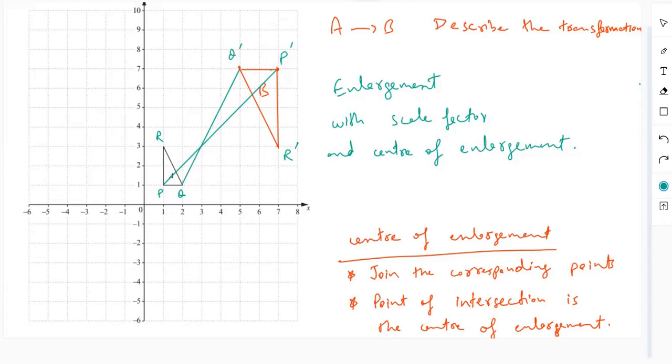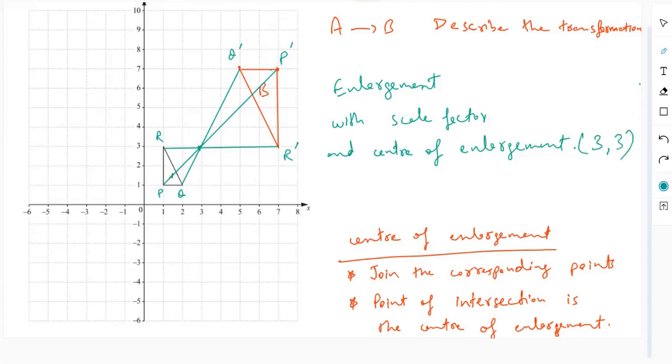R and R dash, all of them meet at the same point here. That's your center of enlargement. So the center of enlargement, therefore, is going to be 3 and 3. So center of enlargement is 3, 3.